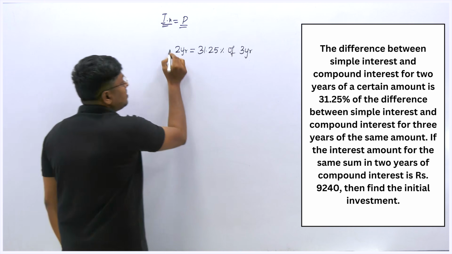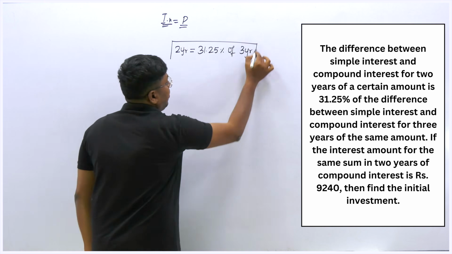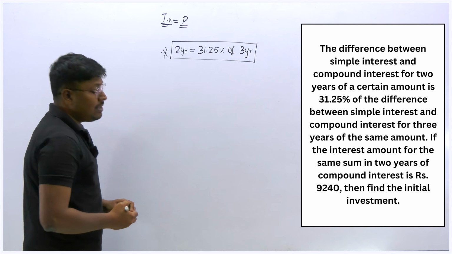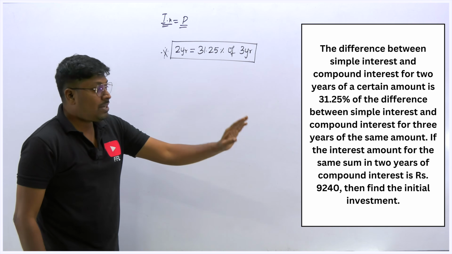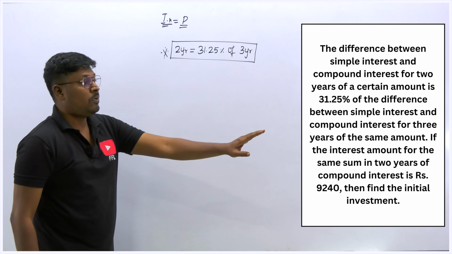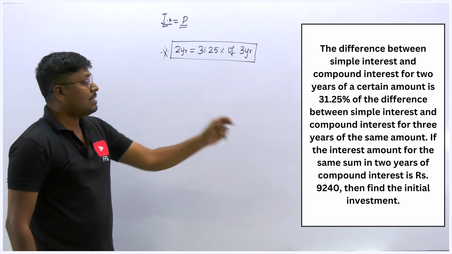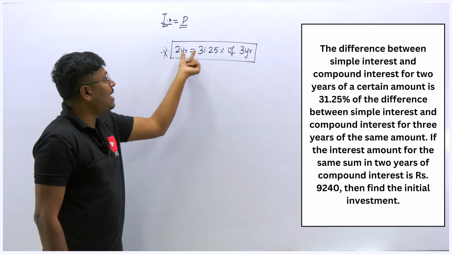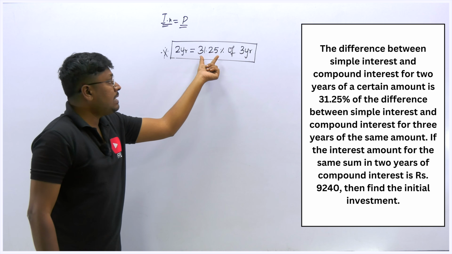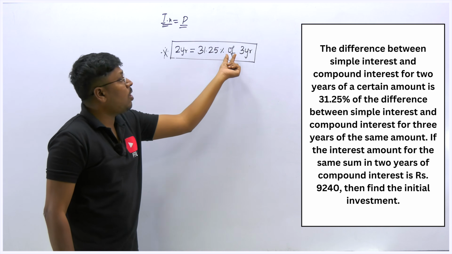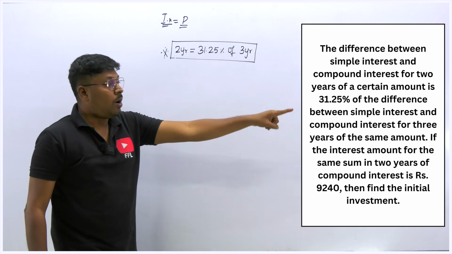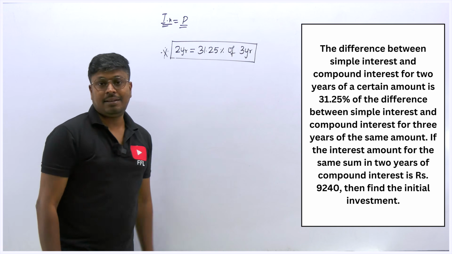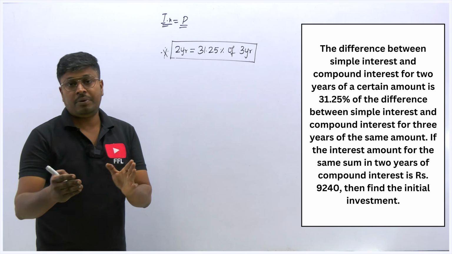So friends, understood this or not? This is the most important step in this question. Try to understand what they are saying. Read the question again. The difference between the simple interest and compound interest for 2 years of a certain amount is equal to 31.25% of the difference between simple and compound interest for 3 years.